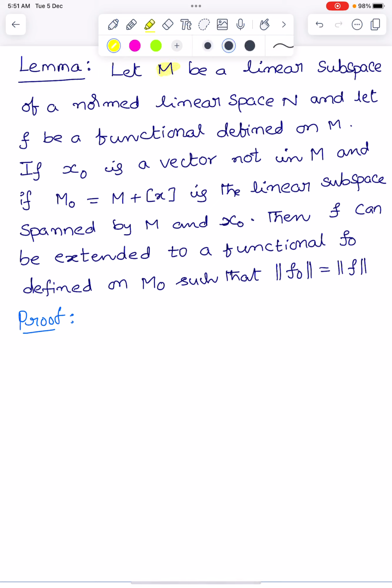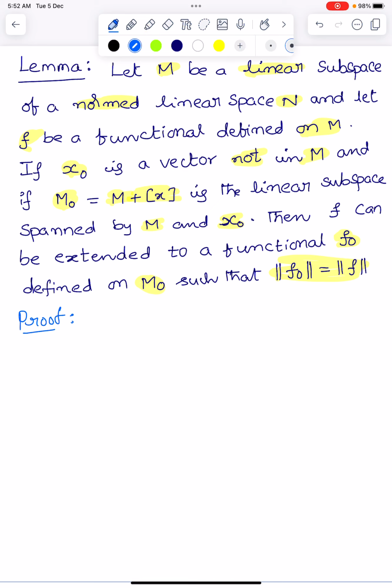Let M be a linear subspace of a normed linear space N, and let f be a functional defined on M. If x naught is a vector not in M, and if M naught equals M plus the generator x naught, the linear subspace spanned by M and x naught, then f can be extended to another functional f naught defined on M naught such that norm f naught is equal to norm f.